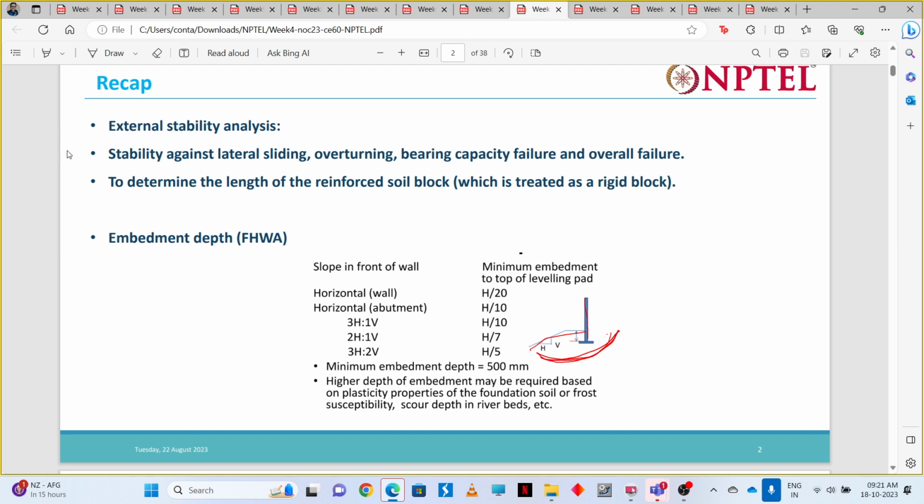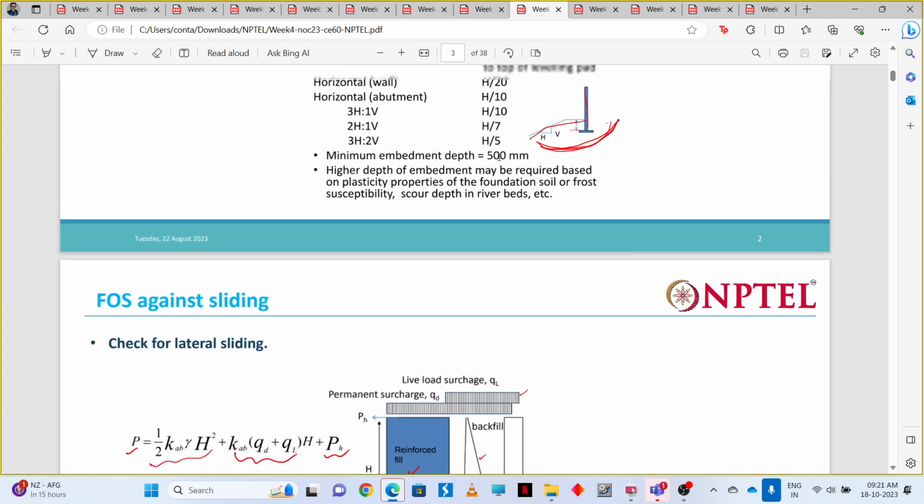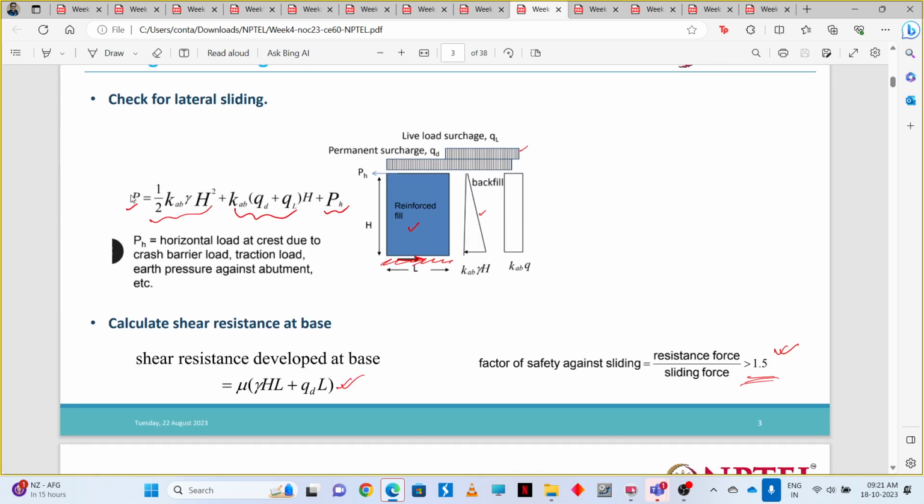For external stability, what are the main stabilities that we need to ensure? Those are the sliding stability, overturning stability, bearing capacity check, and the overall failure. To check for the lateral sliding, we use this expression and then we determine the factor of safety. The factor of safety should always be greater than 1. So how did we get this factor of safety against sliding? It is given by resistance force divided by sliding force.